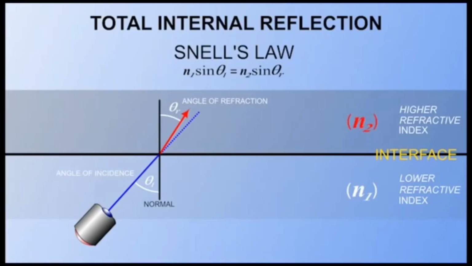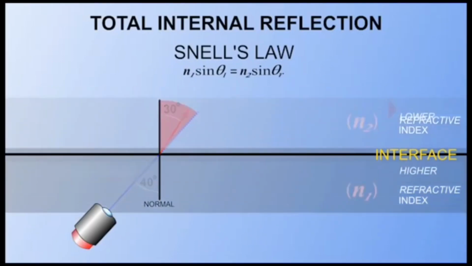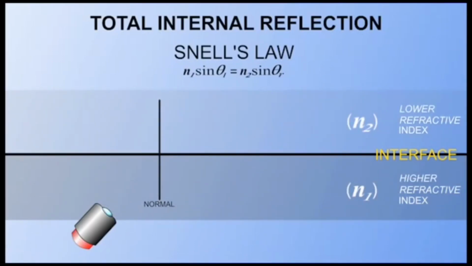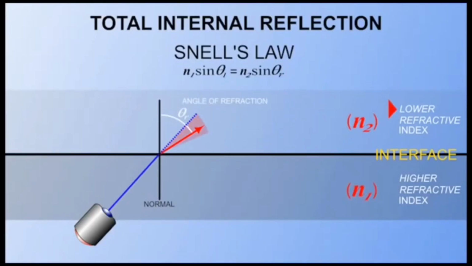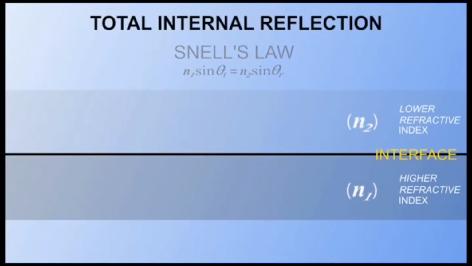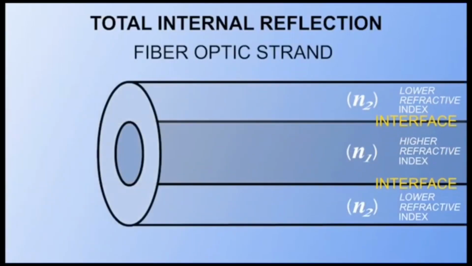Snell's law states that if the refractive index of the second medium is greater than that of the first, the angle of refraction is smaller than the angle of incidence, and vice versa. If the refractive index of the second medium is smaller than that of the first, the angle of refraction is greater than the angle of incidence. This is the principle that enables light to travel through a fiber optic strand.